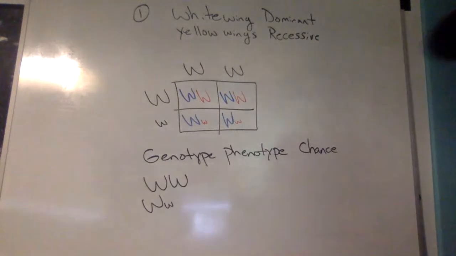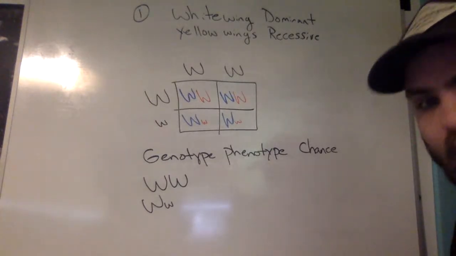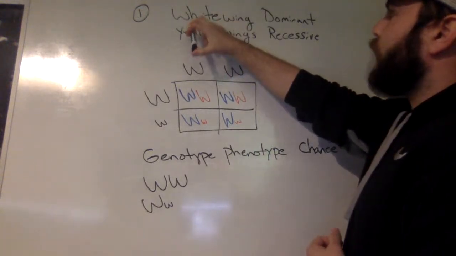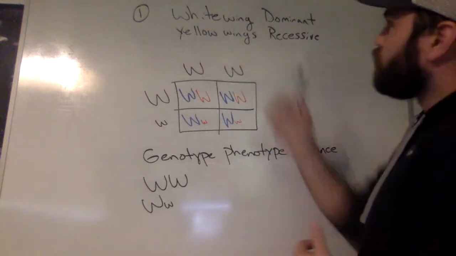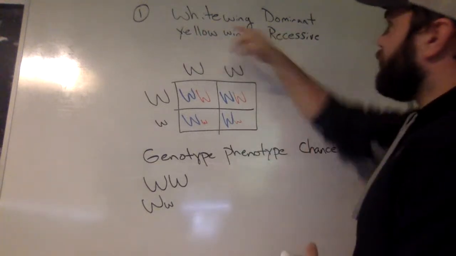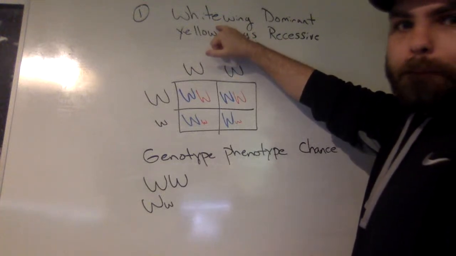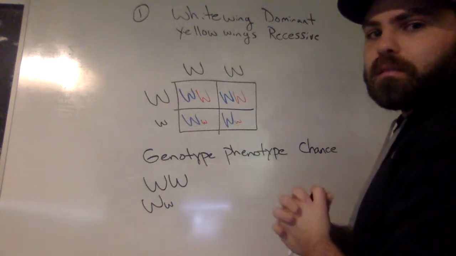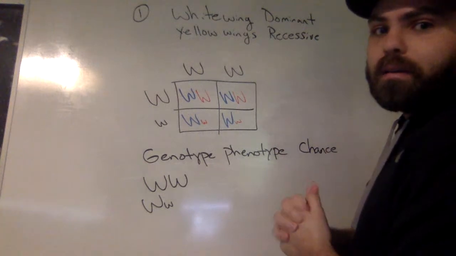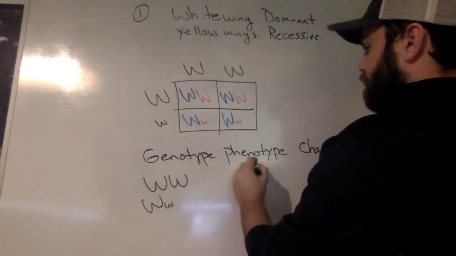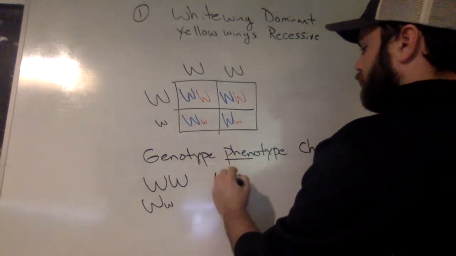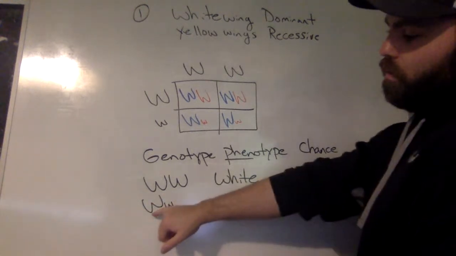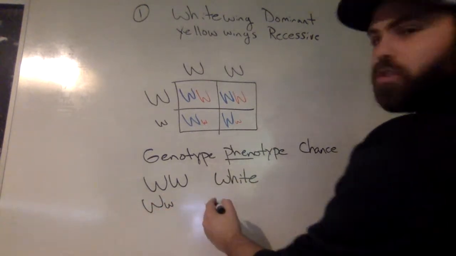So now we got phenotype. Remember, that is the color. So the color, you have white wing or yellow wing. So remember, if it's got a dominant, if it's got an uppercase, it's going to be what color? It's going to be white, because that is the physical. Now we have an uppercase W and a lowercase w. That's also going to be white.